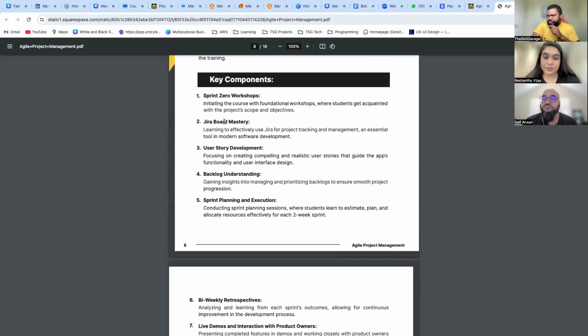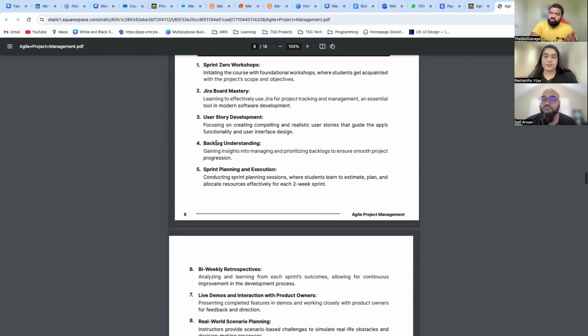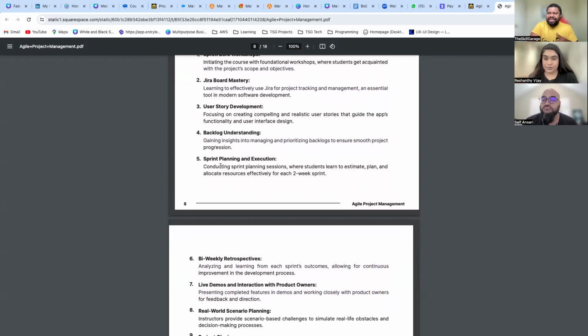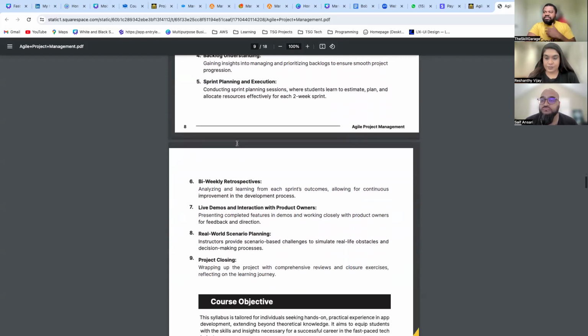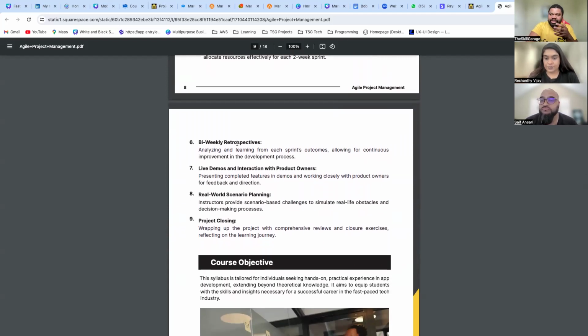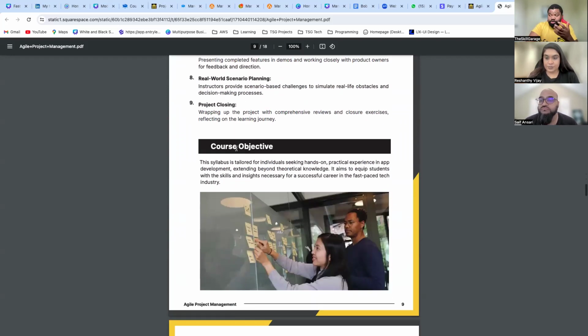So let's go ahead. You'll be learning about Jira and Jira board mastery. These are some of the tools you're going to be using on the job. User story development, backlog understanding, because you begin to see some overlap between what the project manager does and what the BA does, and what the project manager does and what the PO does. These are some of those overlaps: backlog understanding, sprint planning and execution, bi-weekly retrospectives, real-world scenarios, and then we'll be working on live projects.